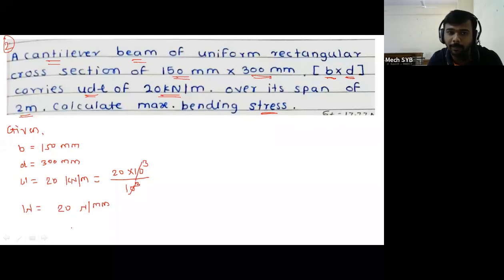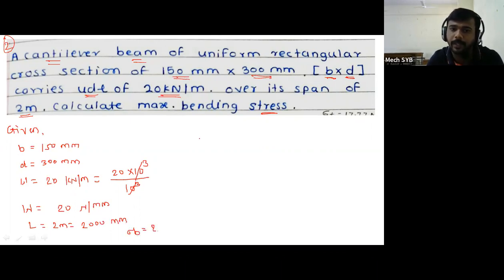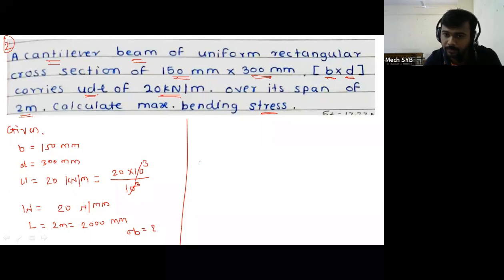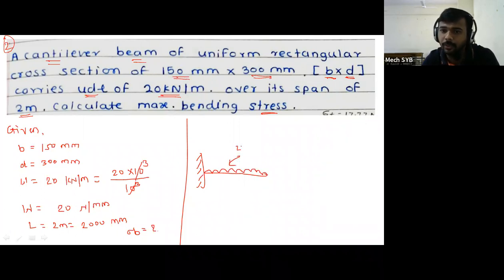Okay, and we have to calculate the bending stress. Length is also given. L is equal to 2 meter is equal to 2000 mm. So these are the given parameters. So immediately you have to draw the figure. A cantilever beam subjected to the UDL on entire span. While showing the UDL, this is equal to 20 kilonewton per meter.